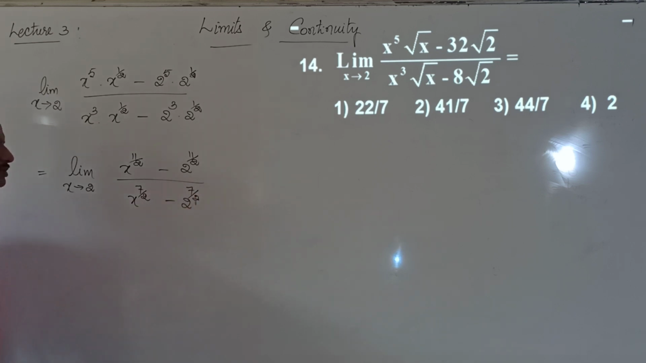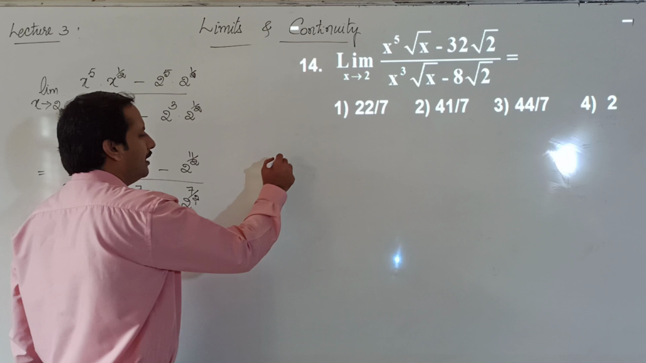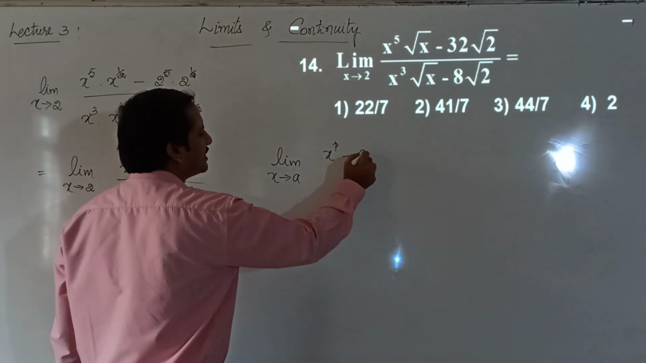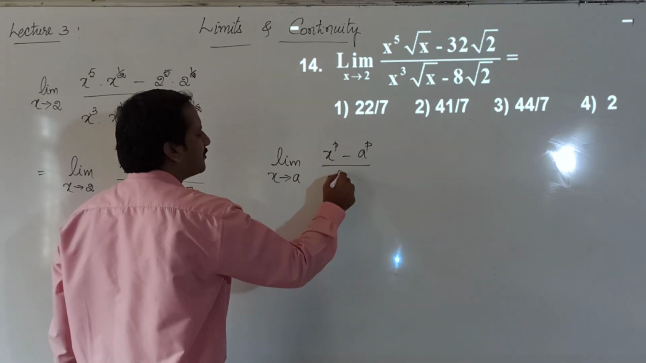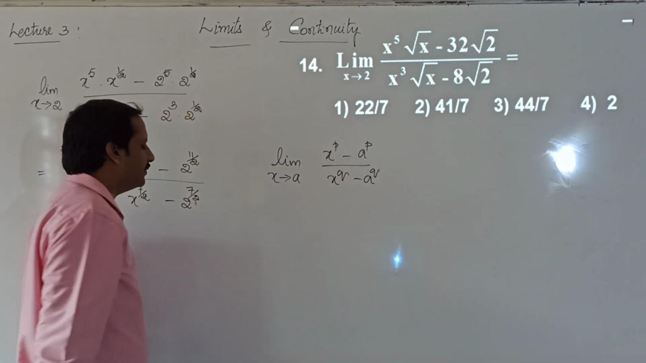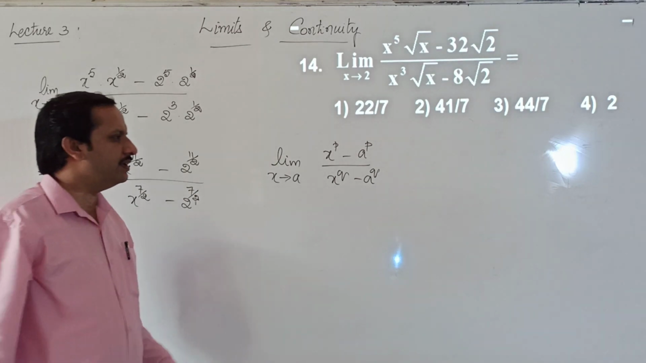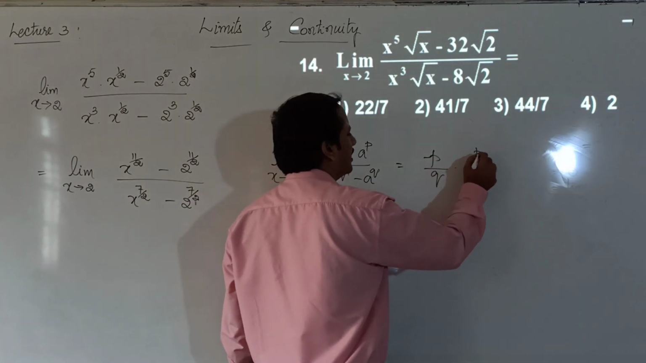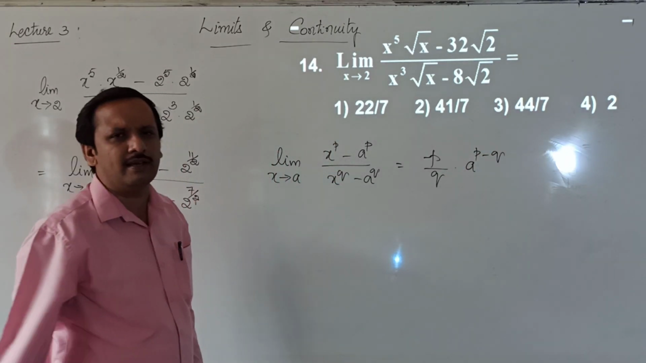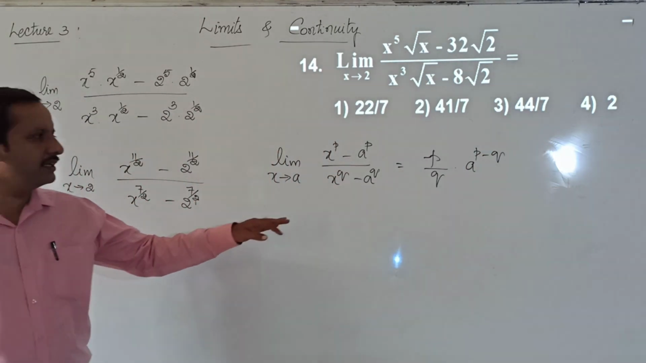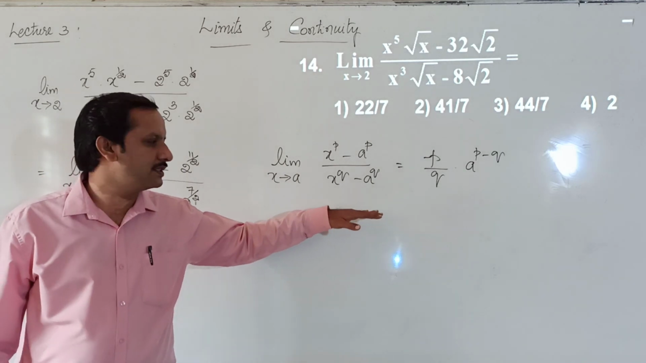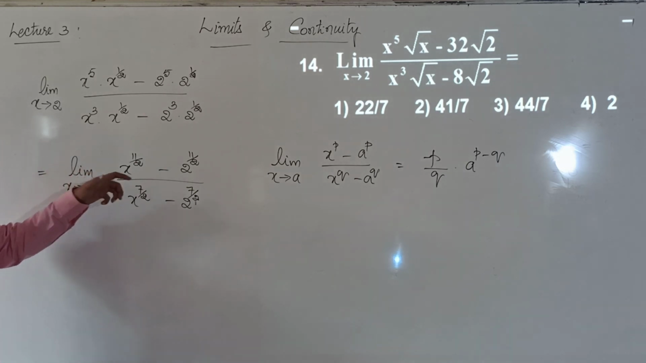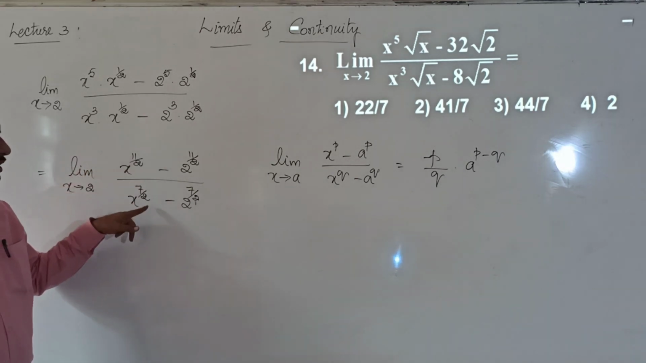Okay. So you just observe, this looks like limit x tends to a, x power p minus a power p, divided by x power q minus a power q. It's in this form. And we know that the answer to this is p by q into a to the power p minus q. Okay, if you know this formula, you can directly write. In fact, the first problem of today was this problem only. So p by q into a power p minus q. Now what is p? Just compare. p is 11 by 2 and q is 7 by 2.